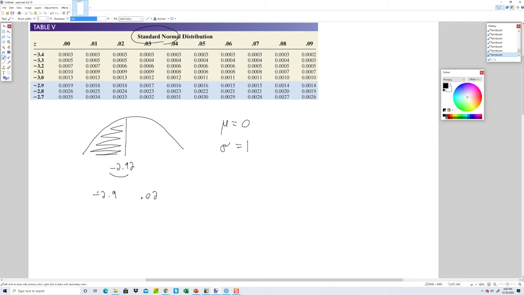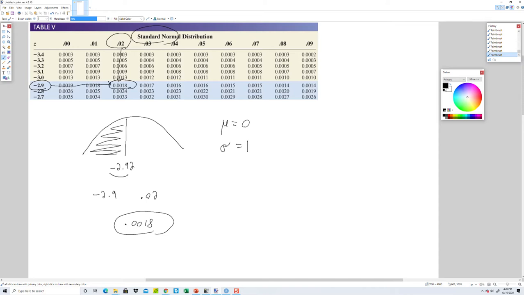Now we want to look at the intersection of negative 2.9, which is right here, and 0.02. And where they intersect, this is our answer. So it'd be 0.0018. That's because our table is based upon the area to the left. And we'll see some other examples of that.